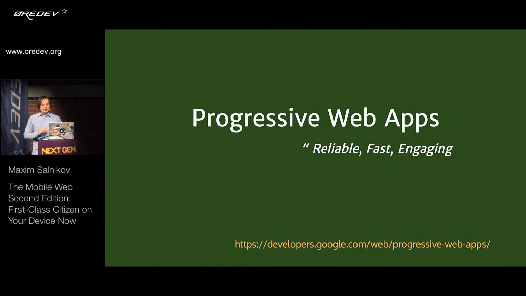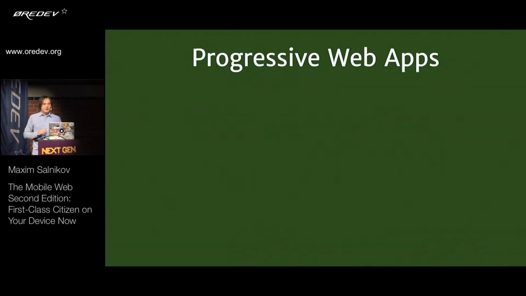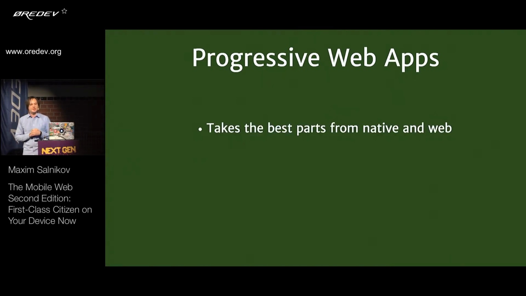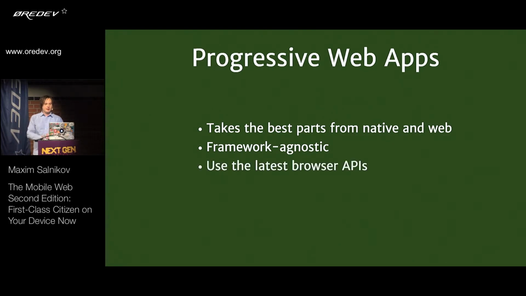Progressive web apps, after all. What are they based on? Simple. They just adopt best parts from two universes, mobile native applications and web. We are free to choose to go for some framework or go without the framework at all. And the core idea, we just use modern browser APIs and just follow some best practices.